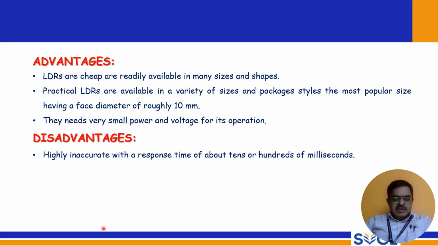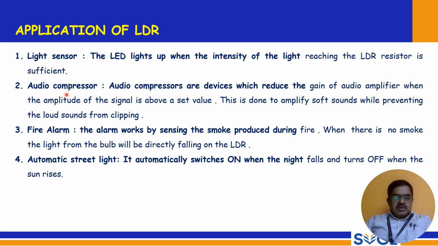And applications, if you see, it can be used as a light sensor, audio compressor, fire alarm, automatic street light. So these are all the applications. In a light sensor, the LED lights up when the intensity of the light reaching the LDR is sufficient. Audio compressors are devices which reduce the gain of an audio amplifier when the amplitude of the signal is above a set value. This is done to amplify soft sounds while preventing the loud sounds from clipping.